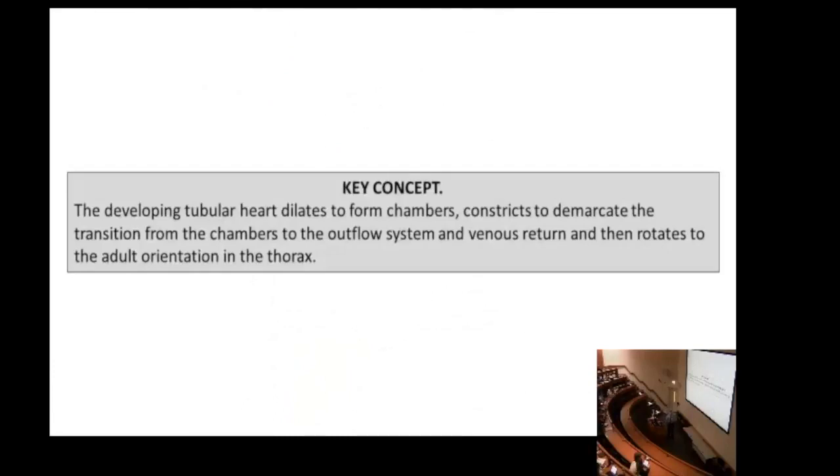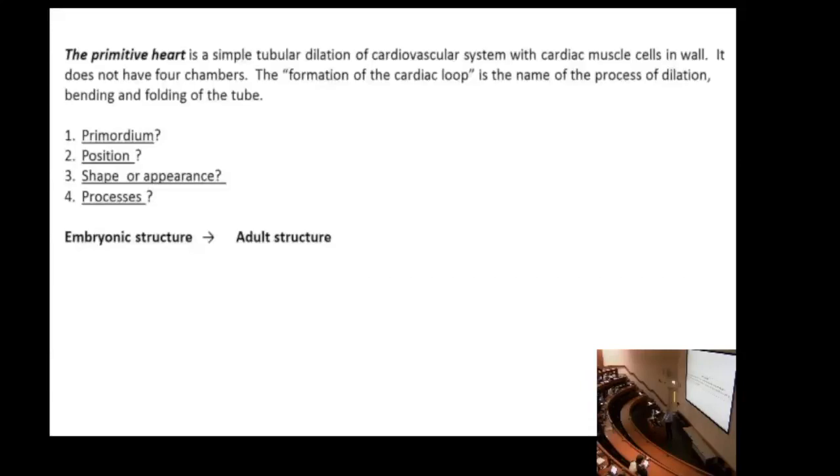Okay, this developing heart then is a tube, and it's going to dilate to form chambers. It's going to constrict in other areas to start the demarcation process of the different chambers that are in the heart. And it's going to have an outflow system, and it's going to have a venous return system, and it's going to rotate. So it does all that stuff. It dilates, it constricts, and it rotates. And then it lays back on its side. And you'll see that. So what's the primordium for a primitive heart?